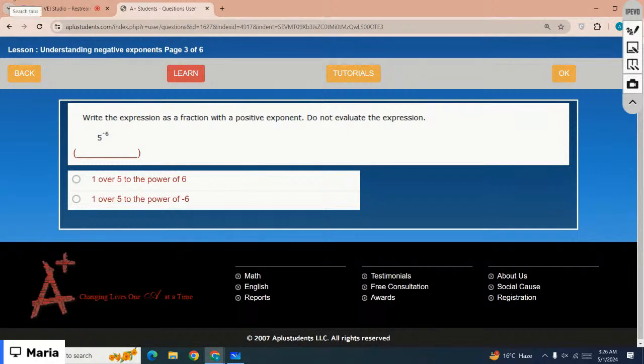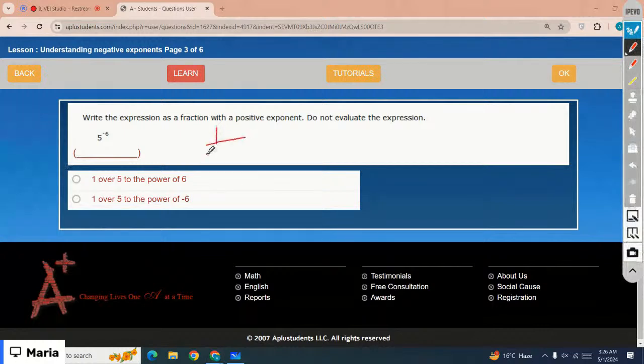The correct option is 1 over 5 to the power of 6, because here the exponent is negative. You can write it in the denominator and then make the exponent positive. That would be 1 over 5 to the power of 6.